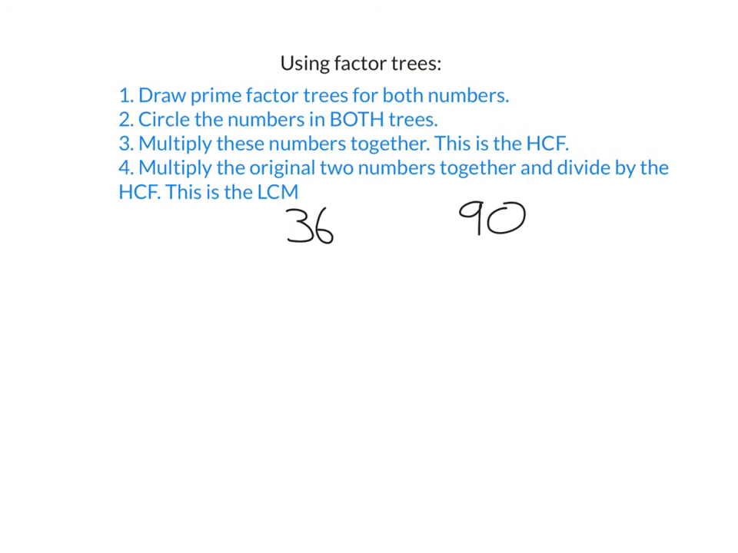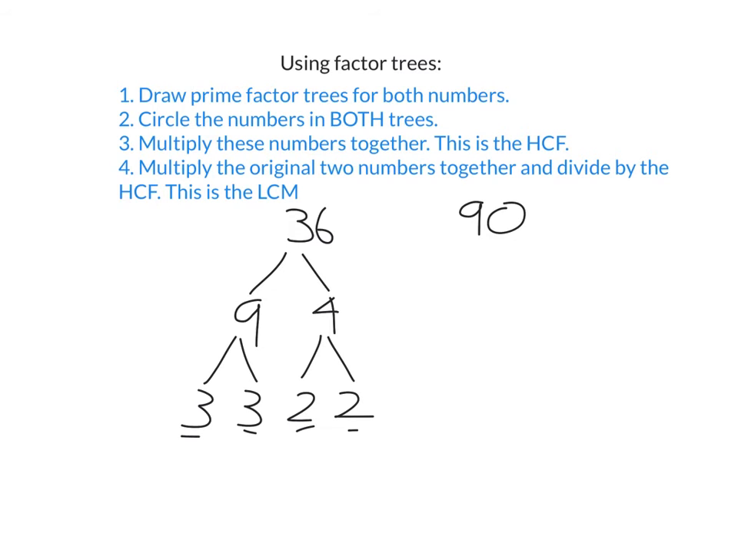So for this final example, I'm going to calculate the lowest common multiple and highest common factor of 36 and 90. Step 1, I need to draw factor trees for both numbers. Let's start with 36. Any 2 factors of 36 will do, so let's try 9 and 4. Neither 9 nor 4 is prime. They're both composite, so I need to factorize again. 9 is 3 times 3. 4 is 2 times 2. Each of these numbers I've underlined is prime. I've written 36 as some primes multiplied together. So first factor tree done.